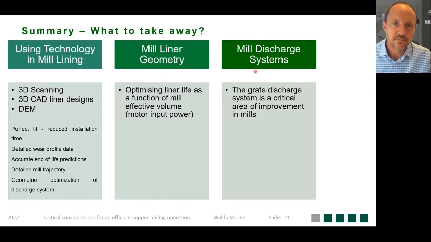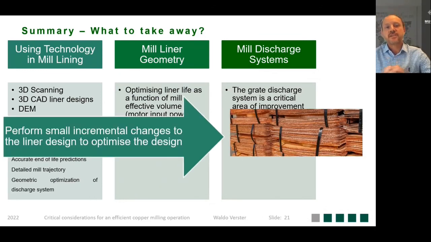Mill discharge systems. In this presentation, I've shown the advantages of the spiral discharge compared to a radial design, and we believe that this is a critical area of improvement in your mill liner design. So advice from my side is perform small incremental changes to your liner design to optimize the design. And this will definitely improve your bottom line.